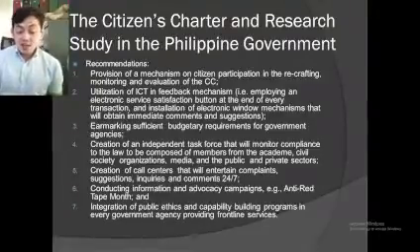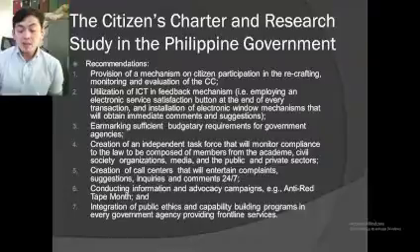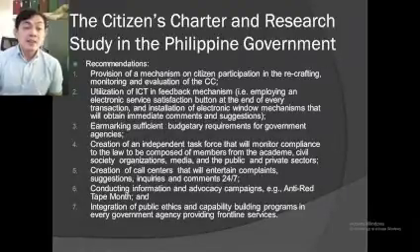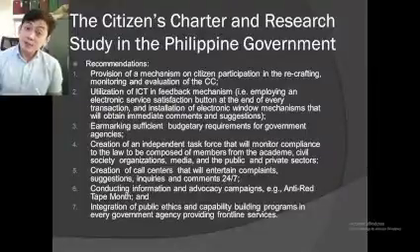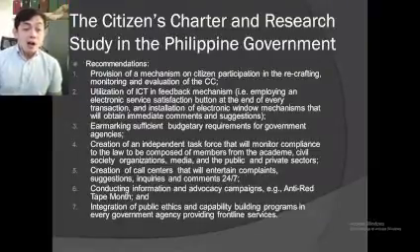These are the recommendations of the researcher: the provision of a mechanism on citizens' participation in crafting, monitoring, and evaluation of the CC; utilization of ICT in feedback mechanisms, such as employing an electronic service satisfaction button for every transaction and installation of an electronic window mechanism that will obtain immediate comments and suggestions; earmarking sufficient budgetary requirements for government agencies; creation of an independent task force that will monitor compliance to the law, composed of members of the academe, civil society organizations, media, and the public and private sectors.